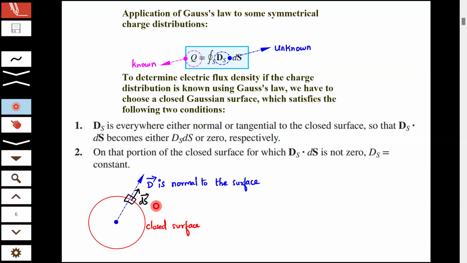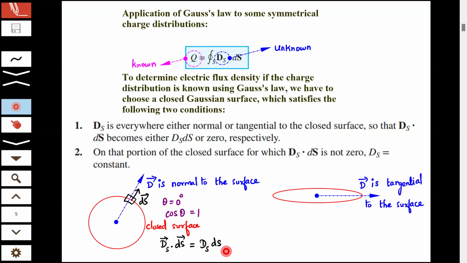In this case, the area element ds is normal to the surface, which makes an angle of 0 with the flux density vector on the surface. That gives the dot product between d and the surface element as the maximum value, which indicates d dot ds is non-zero. The second case is d should be either tangential or normal.